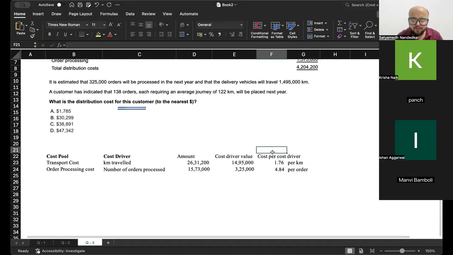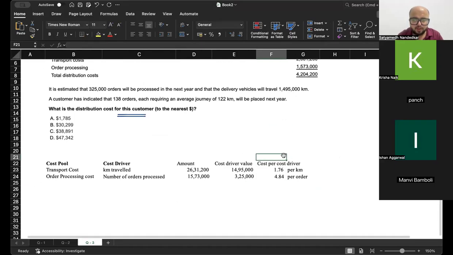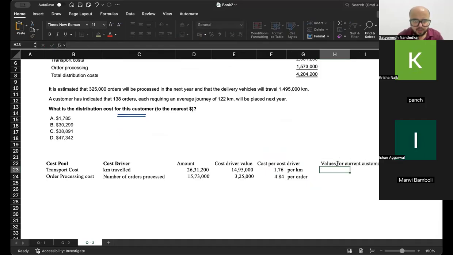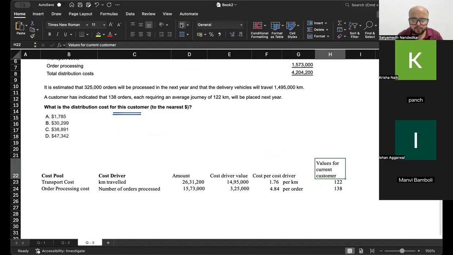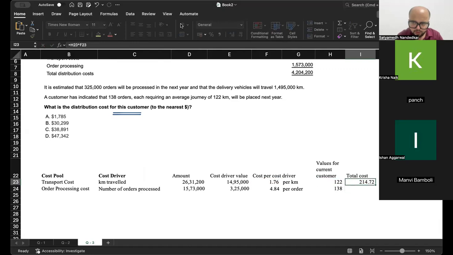Now, how many have we? So there are 138 orders, right? Values for the current customer. How many orders do you have? You have 138 orders, and it's an average journey of 122 kilometers. So how will you go about it? I think it should be ulta. Orders is 138, sorry. 138 and 122. So what's the total cost then? Total cost is 122 into 1.76.